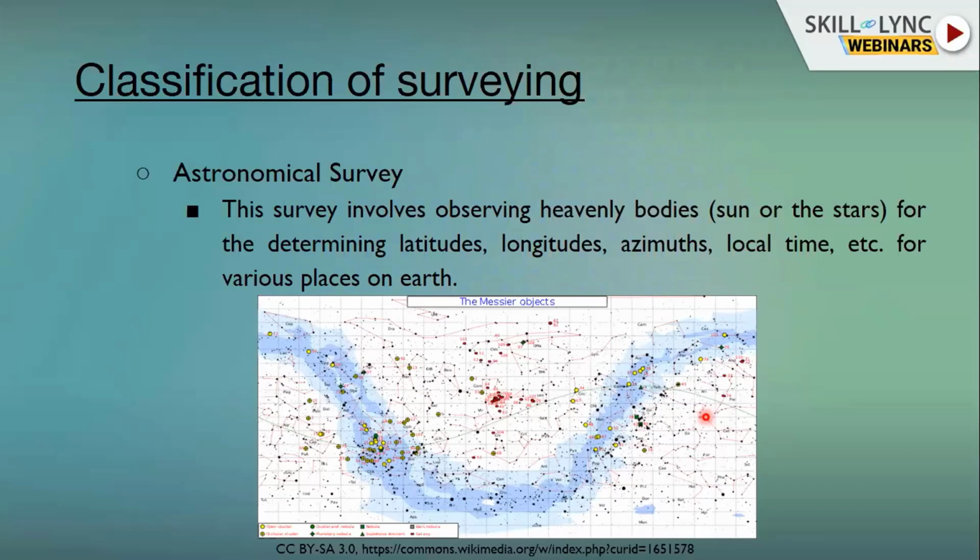Whatever the project, whether it is a dam construction, a road, or a building, survey is the basic thing for any kind of construction. Don't think that this is only for road alignment. It is for any kind of construction. So I hope this session is informative for you.